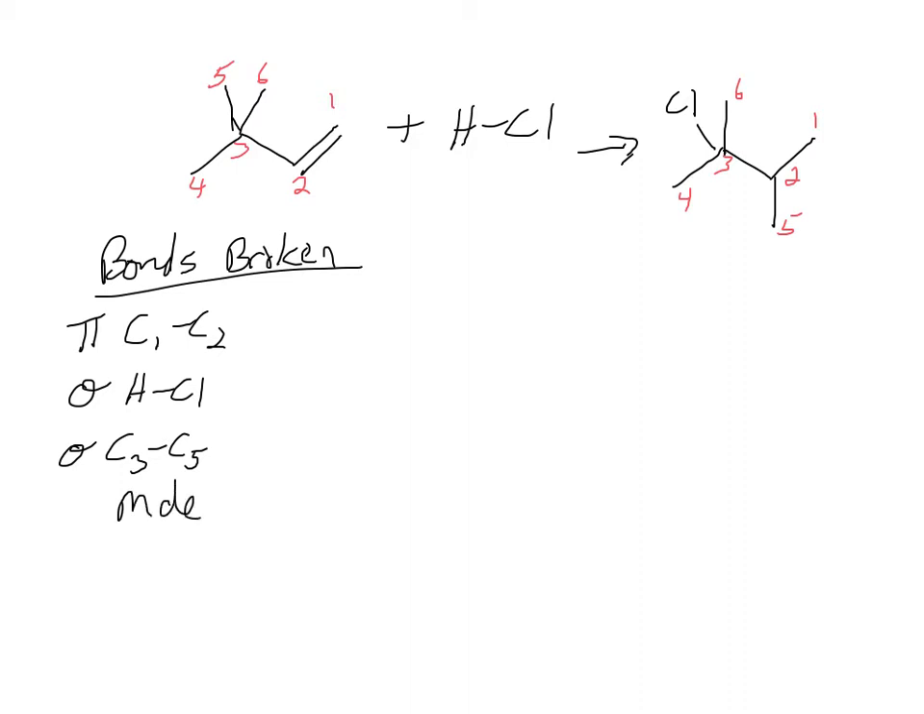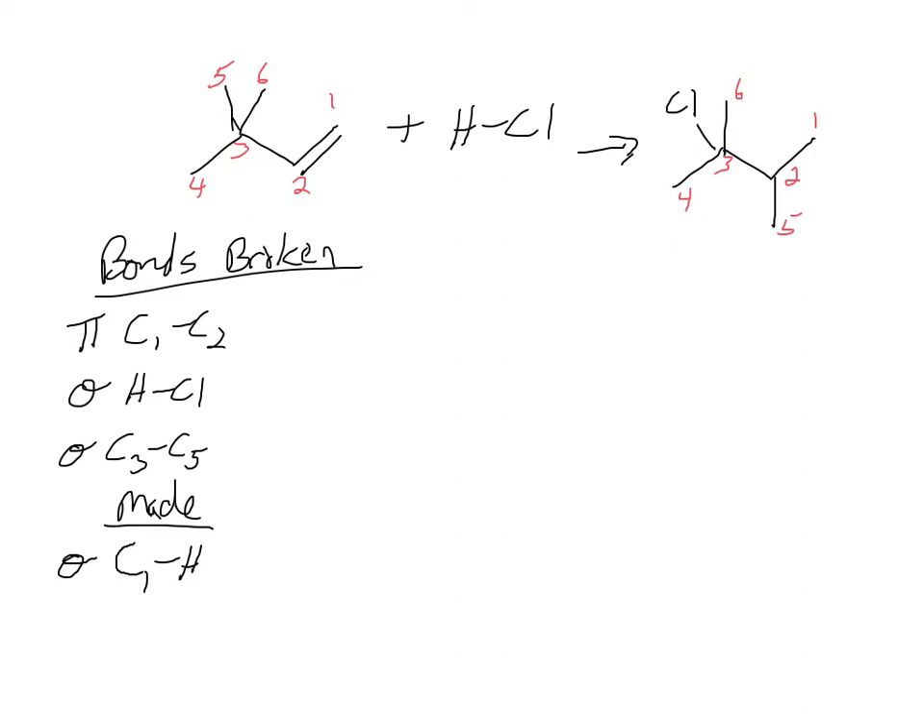How about the bonds made? What do we need to make? A carbon-hydrogen sigma bond. A sigma bond between which carbon and hydrogen? Did carbon 2 get a hydrogen? How many hydrogens does carbon 2 have right now? It's got 1. How many does it have here? It's got 1. So did carbon 2 get a new hydrogen? No. Which carbon did? C1 got a new hydrogen.